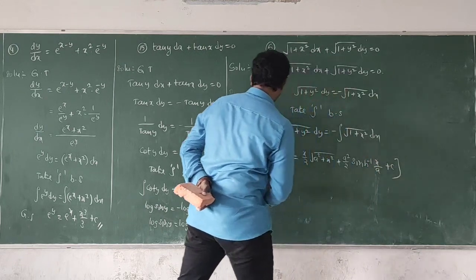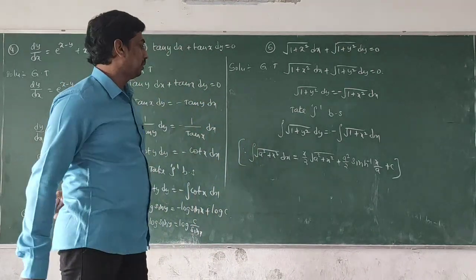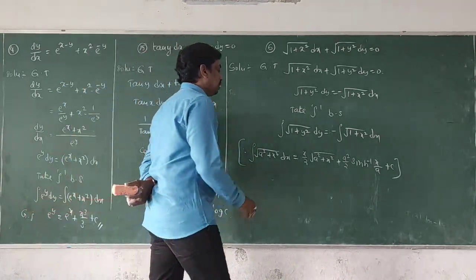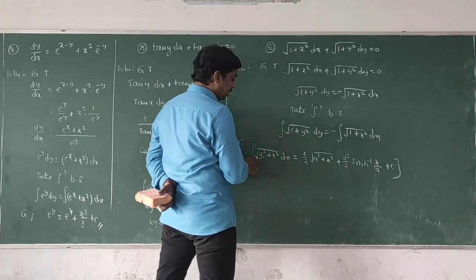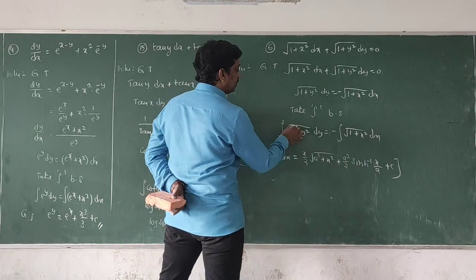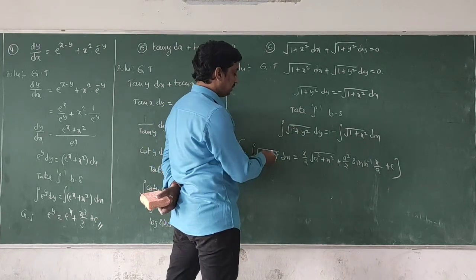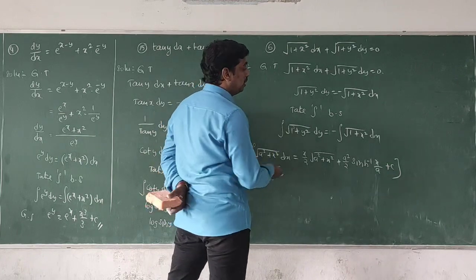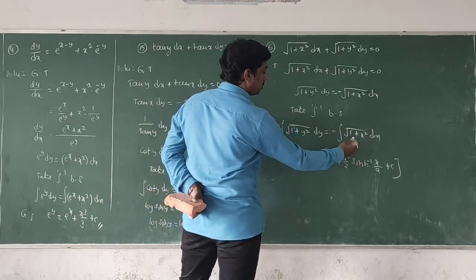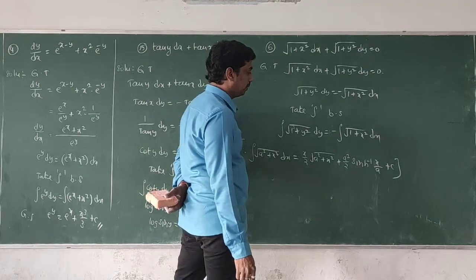This is the formula for this one. We already learned it in the integration topic. Compare this one: in the place of a square, we have 1. That 1 can be written as 1 square, no problem. That means a equals 1. In the place of x, substitute y. In the RHS, in the place of a, substitute 1, with the x value.